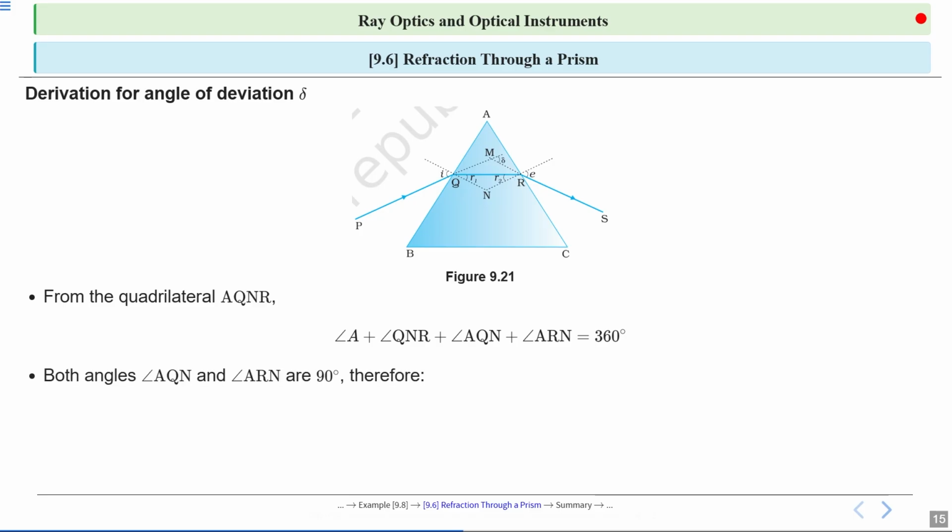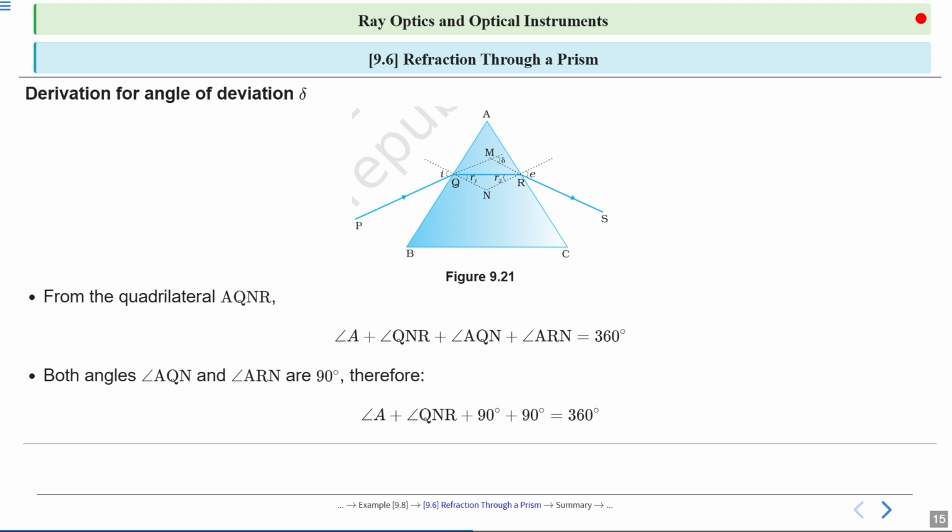So both angles AQN and ARN are right angles, each measuring 90 degrees. This simplifies our equation significantly, as we can substitute these values directly into our angle sum equation. This step is crucial for simplifying the derivation process. Substituting the right angles into our equation, we have angle A plus angle QNR plus 90 degrees equals 360 degrees. Understanding this relationship is key to mastering the concept of refraction through a prism.